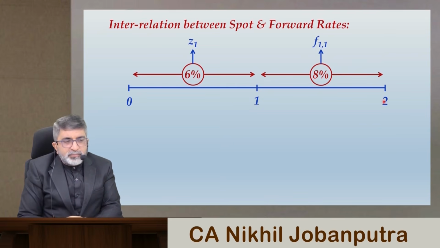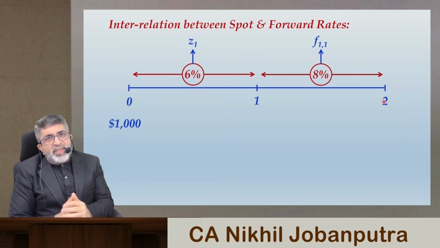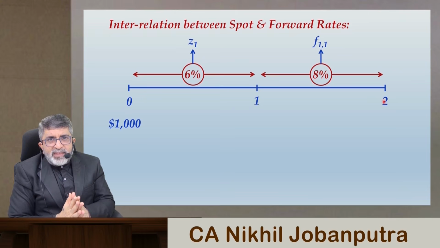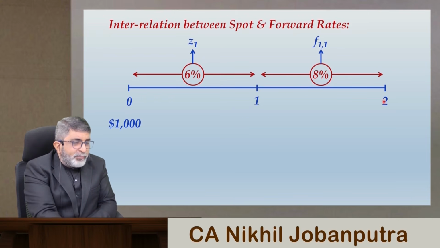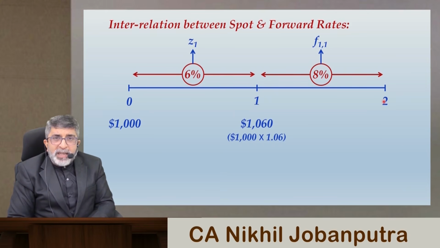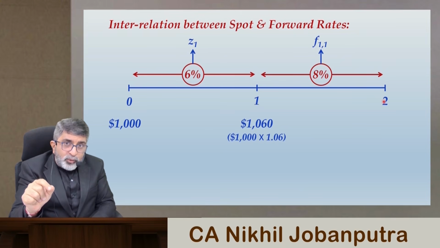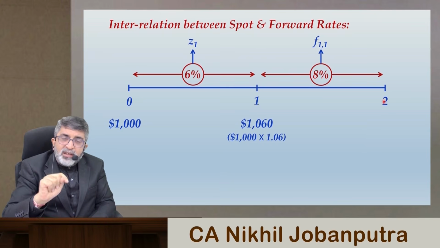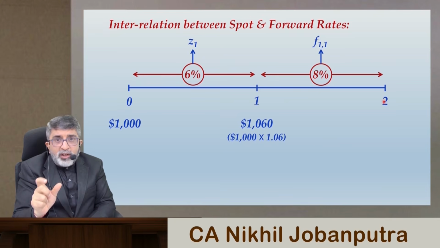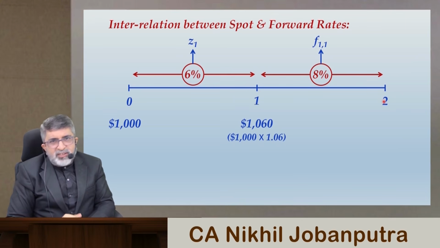Now let's say that at year 0, at present, I borrow $1,000. If I borrow $1,000 at present, correct, what happens in 1 year's time? If I have to repay in 1 year, how much money will I repay? I will have to repay $1,000 plus the interest for 1 year. The 1 year interest is 6%. 6% of $1,000 is $60. So the maturity value of this borrowing at the end of 1 year will be $1,060.